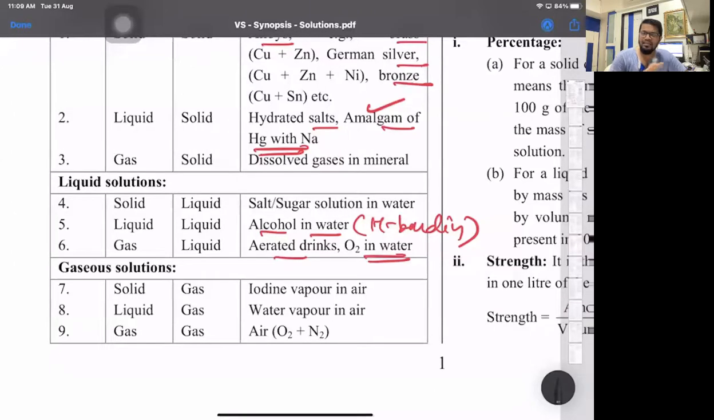Then with respect to gases, solid in gas. That's basically iodine, the one that sublimes. So iodine vapors in air, camphor in air, or ammonium chloride in air, because all these compounds will sublime. Liquid in gas. Liquid is basically water vapor in air. All right. And gas in gas.